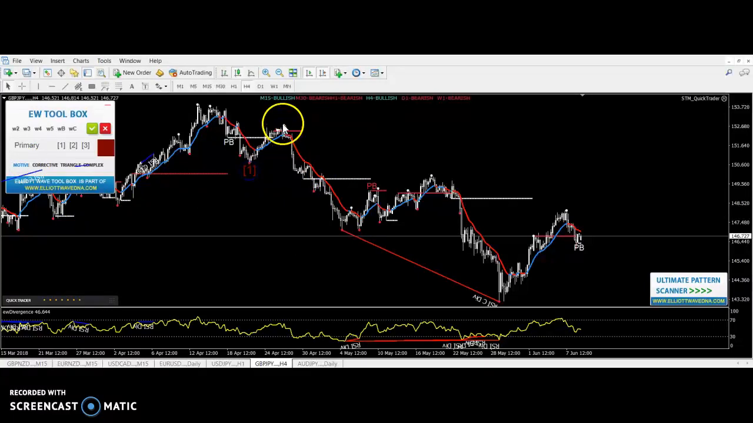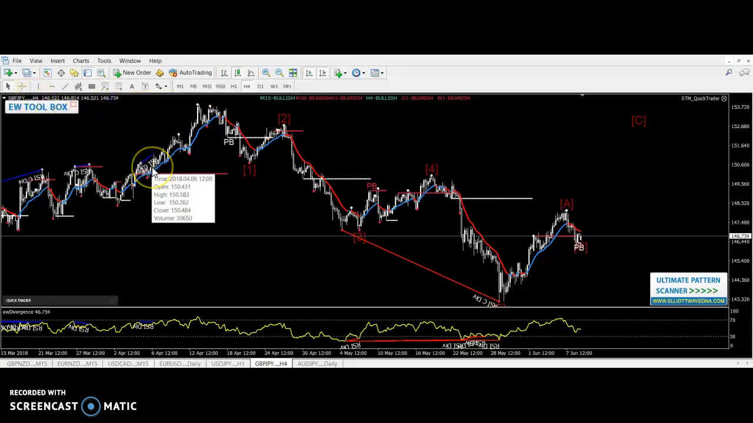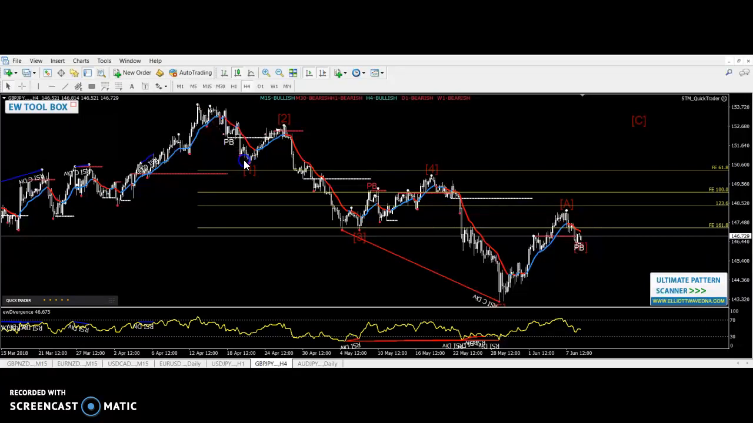So taking a look here, we see a 1, 2, 3, 4, 5, followed by an A, B, C. Now, with this, as I said before, wave 3 can never be the shortest. So taking a look at this, it looks like wave 3 is clearly longer than wave 1.